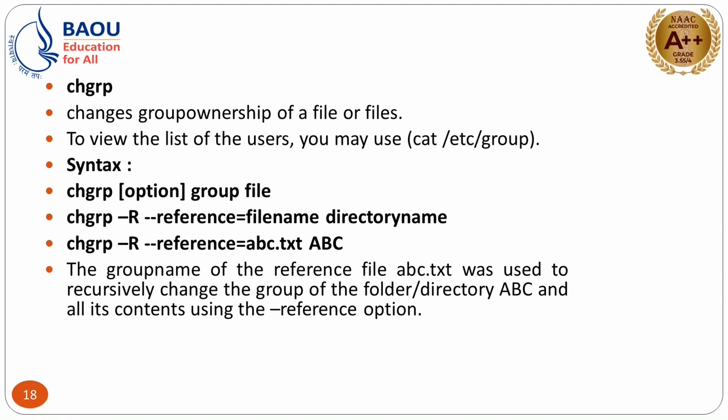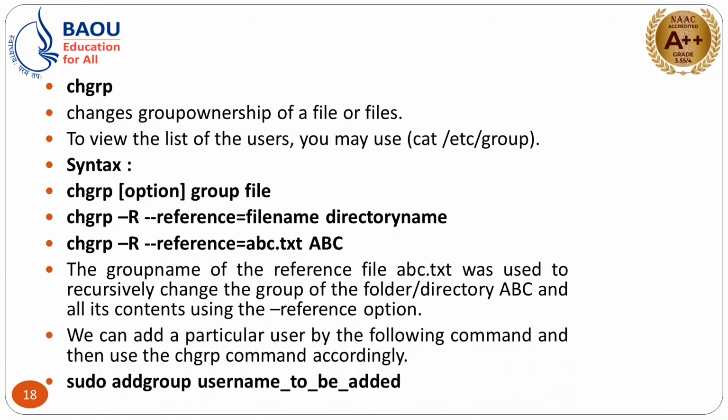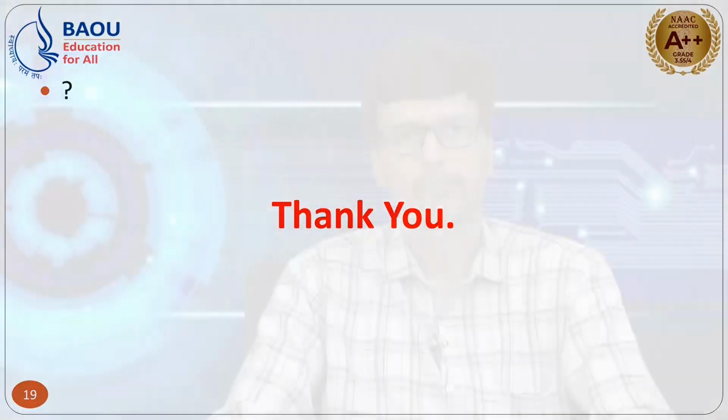Now suppose again you want to assign a particular group name, and you want to take the reference from a particular file. In that case you can pass the reference option. Whatever the owner or group information of abc.txt is, that will be assigned to this abc folder or abc directory. If you want to add a group or add a user, as we mentioned in the previous session, you can use the addgroup or adduser command on the command prompt, right.